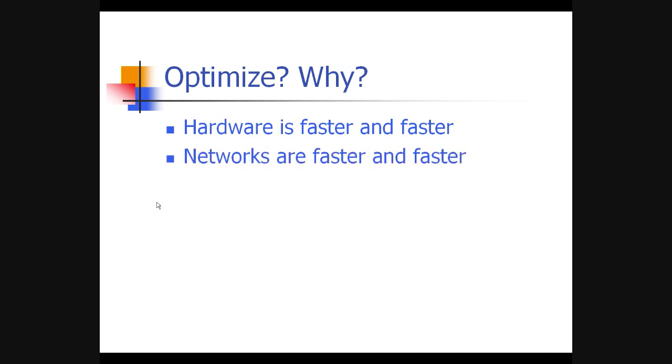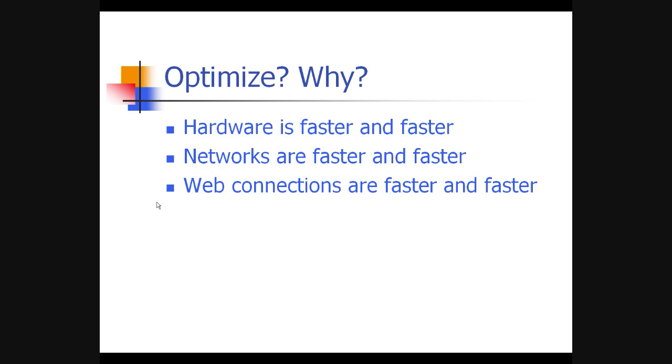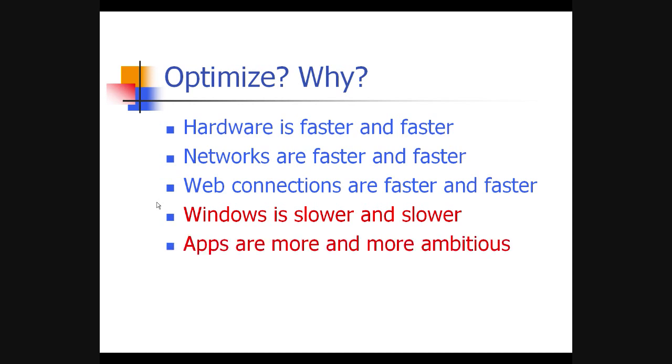The first thing that we have to understand is why do you want to optimize? The hardware is faster and faster every year. The networks are faster and faster. Even the web connections are faster and faster. Of course, during that time you also have Windows becoming slower and slower with each version. The applications that you are building are more and more ambitious, and the user expectations are climbing.